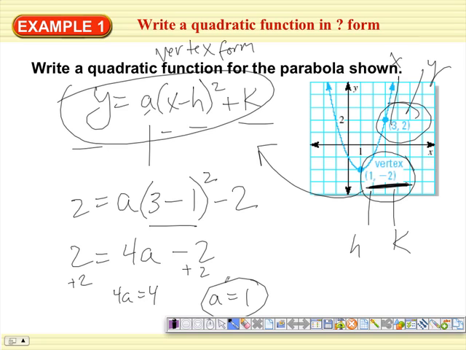Do we have all we need for the final answer? Yeah, we got a. What do we need for the final answer? A, h, k. That's it. Put them in. Here's a, here's h, here's k. Put them in. Y equals. You could put a 1, but I wouldn't. I'm just showing you that I'm putting it in. (x minus 1) squared, and then minus 2.